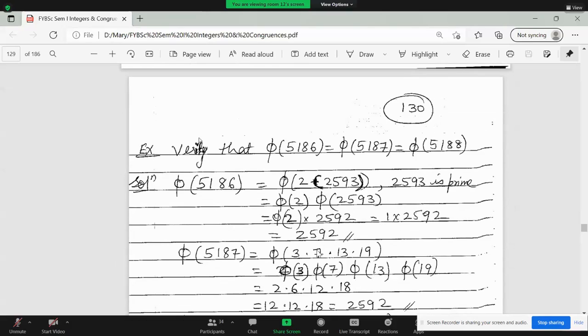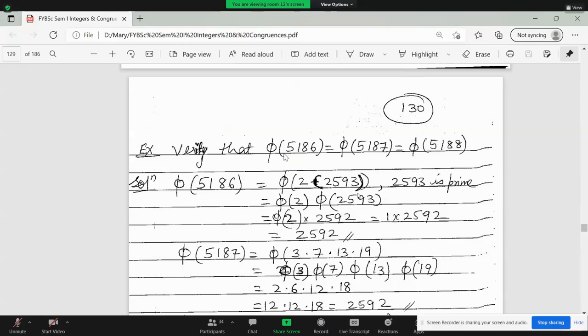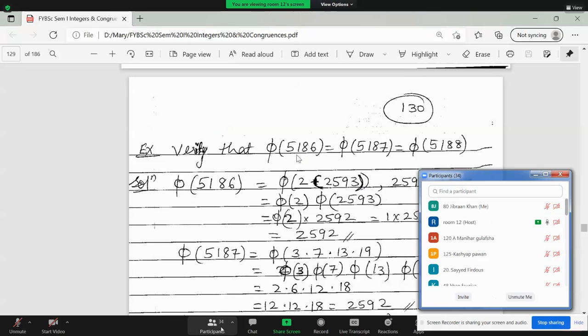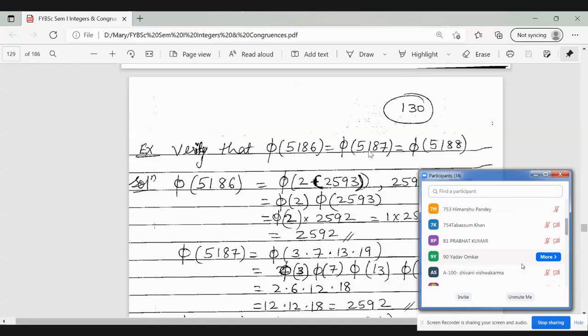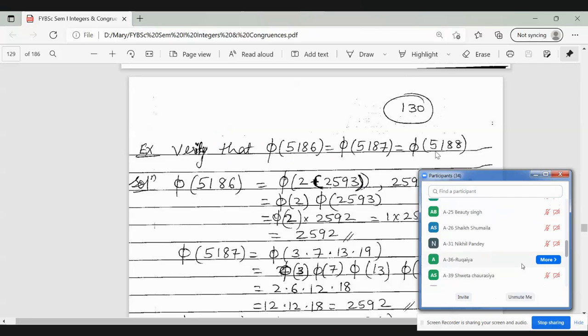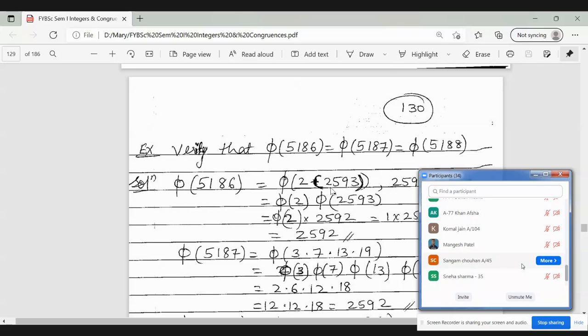We'll come to that, the 2 raised to n type, we will come to that later. Just verify this. Phi of... see, there are 3 consecutive numbers, an interesting problem here: 5186, 5187 and 5188. 3 consecutive numbers which have the same phi. Its value is the same. So let us just observe what it is.